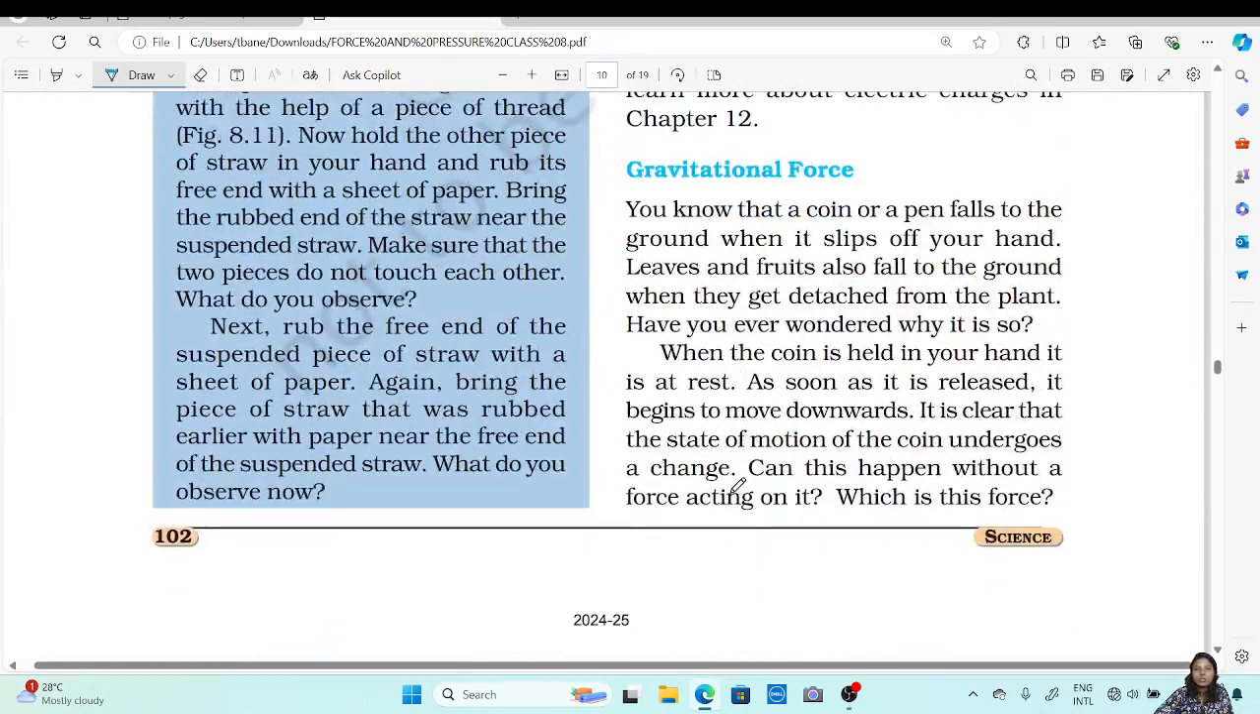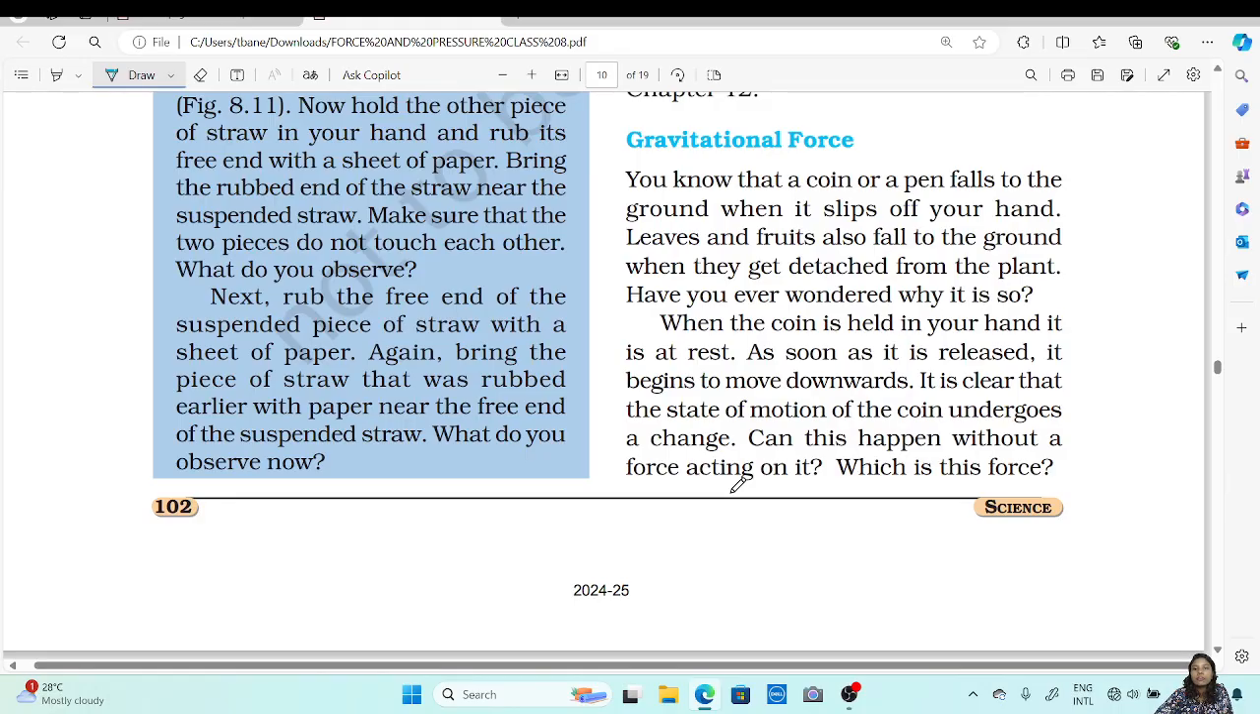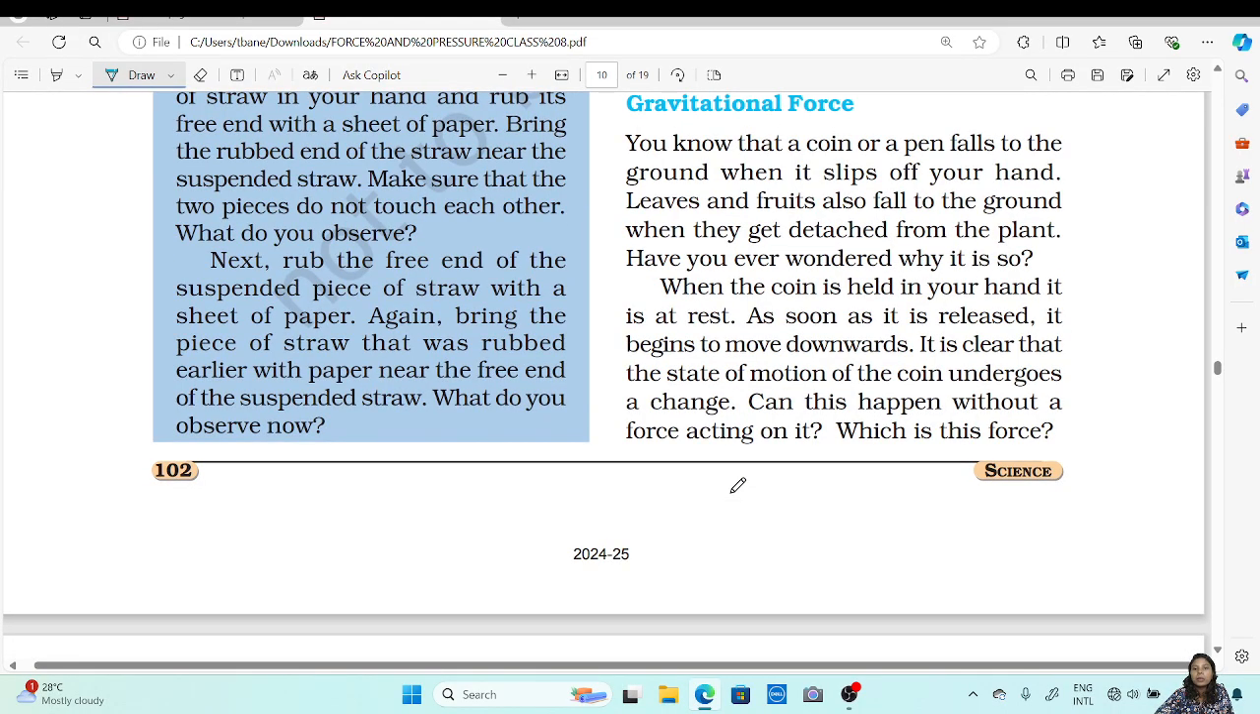Now, gravitational force. So you know that a coin or a pen falls to the ground when it slips off your hand. Leaves and fruits also come to the ground when they have detached from the plant. Have you wondered why it is so? Now see, any time you drop something or something falls from your hand, it goes down to the ground. It doesn't float. It goes down to the ground. So why is this happening?